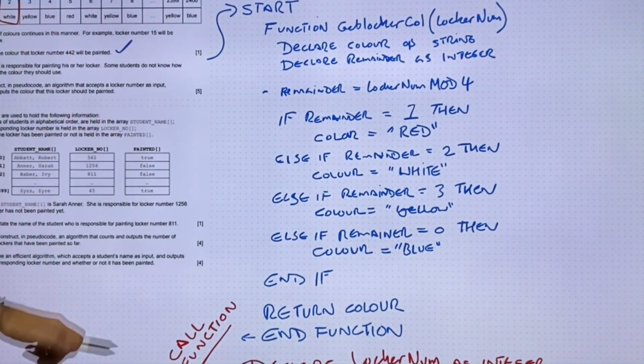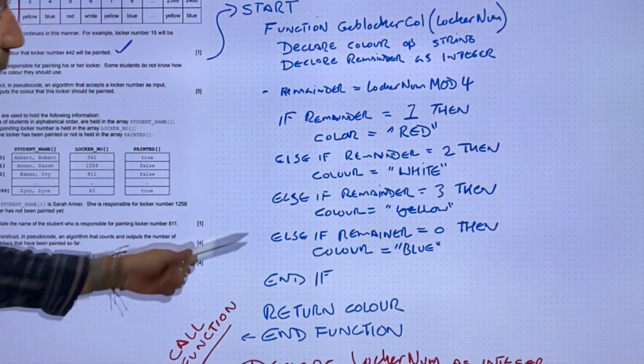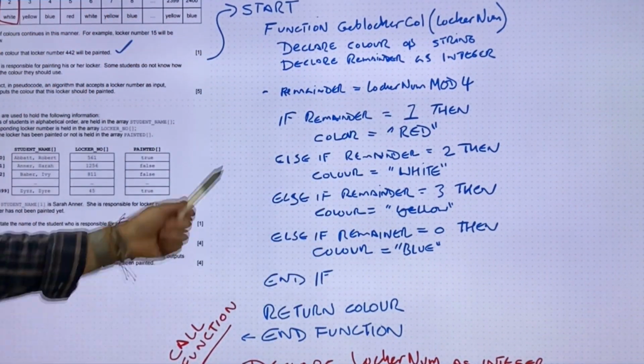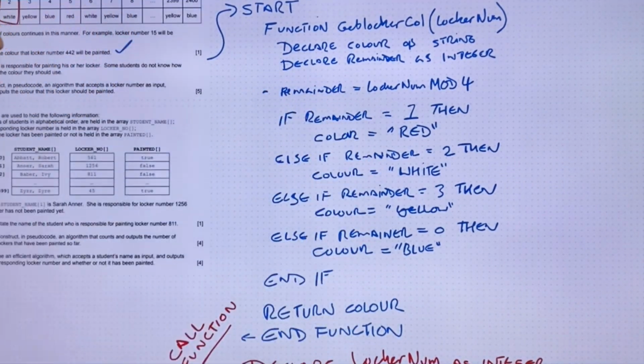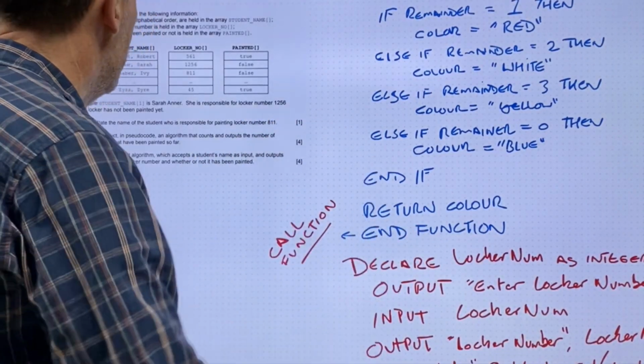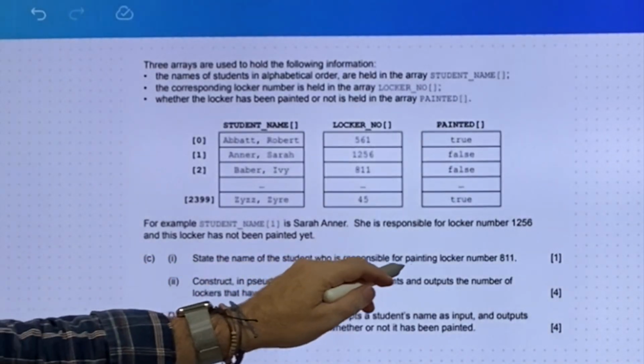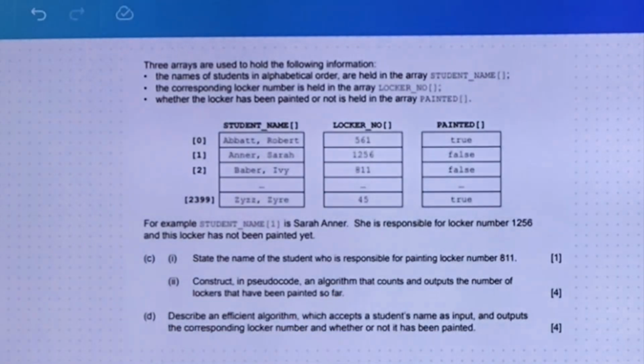Yeah, 5 marks. Okay. So declare the colour as a string, declare the remainder. Yeah, and then basically it's that bit. That's your important bit. Hopefully the exam paper will give you plenty of space. So the next bit, state the name who is responsible for painting locker number 811.